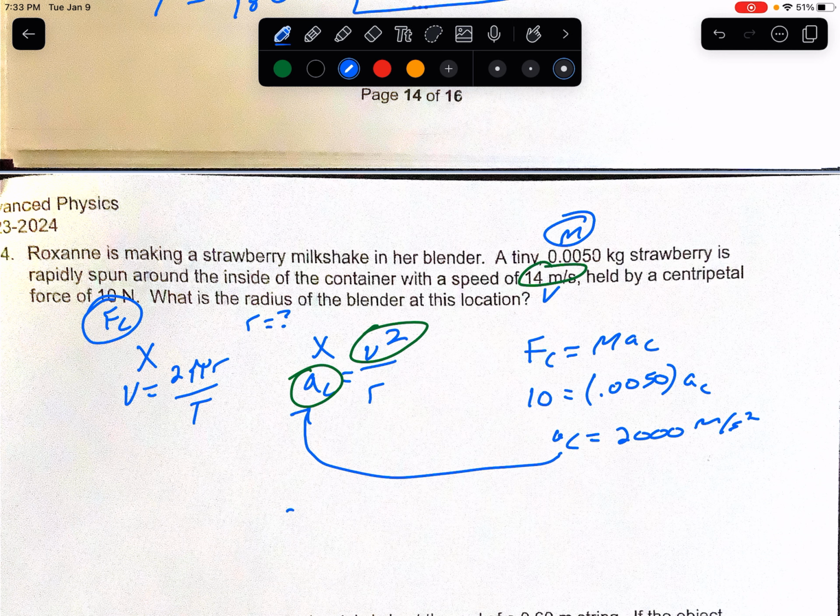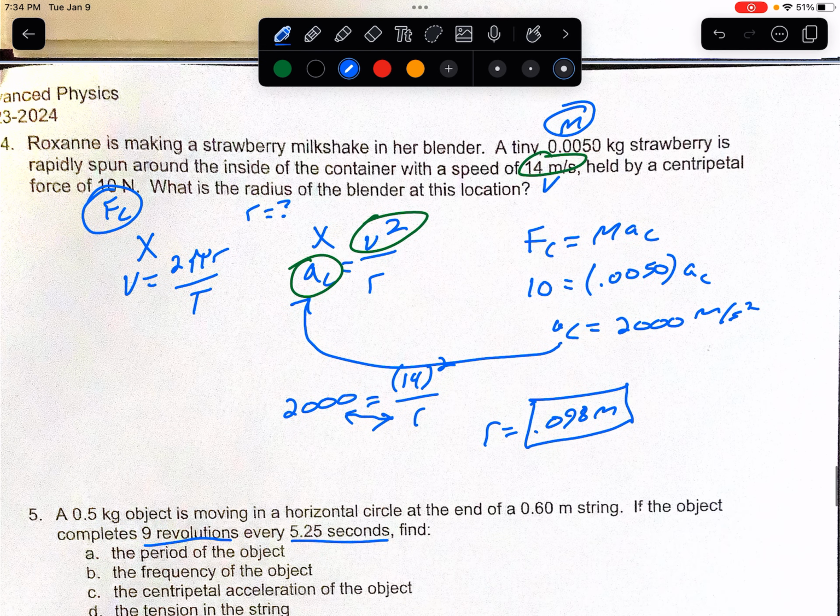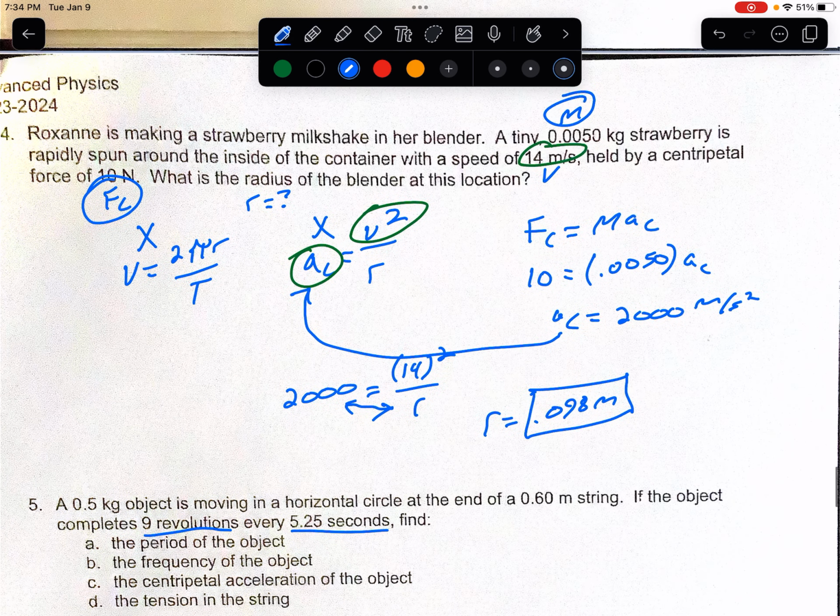Okay, so AC is going to be 2,000 equals V squared over R, so my velocity is 14 squared over R. So remember, anytime there is a variable on the bottom, you can just switch these two. So it's 14 squared divided by 2,000, and you're going to get a radius of 0.098 meters. It is okay to have a small number like that because we're using meters and we're talking about a blender. Blenders aren't that big, so it should be a very small radius. So that's how you solve for that one, by using this equation to help solve for AC and bringing it over to this equation.